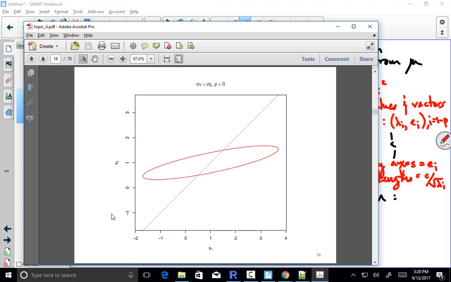Here's a combination of both of those distinctions. Sigma 1 is bigger than sigma 2, so you have the horizontal variability bigger than the vertical, but you also have positive correlation. So in addition to that flattened out ellipse, it's rotated some in a positive angle.